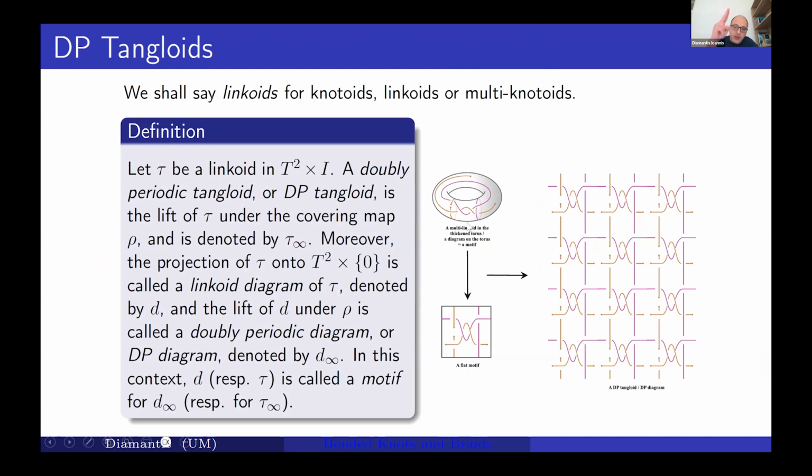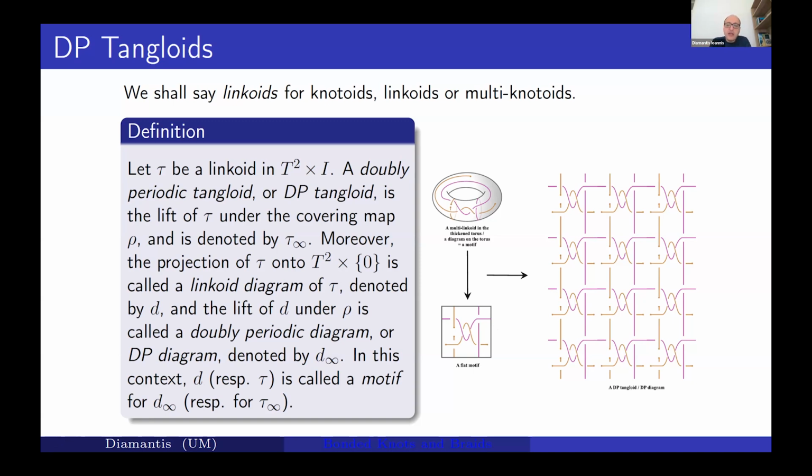So we cut open our beautiful thickened torus, and we have what we call here a flat motif. And a DP, a doubly periodic tangloid, would correspond to considering this monster here repeating itself infinitely many times, top to bottom, left, right, in two different directions. So what you create here is what we call a doubly periodic diagram of our DP tangloid.